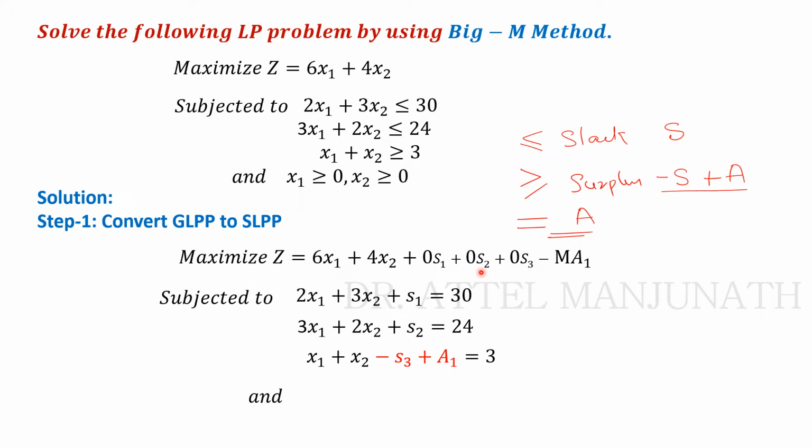Here x1, x2, s1, s2, s3 and the artificial variable a1 are all greater than or equal to 0. That means you cannot have negative products manufactured or sold. It should be at least 0, and it can be any value greater than 0. Okay, now take this standard linear programming problem to solve by the Big M method.